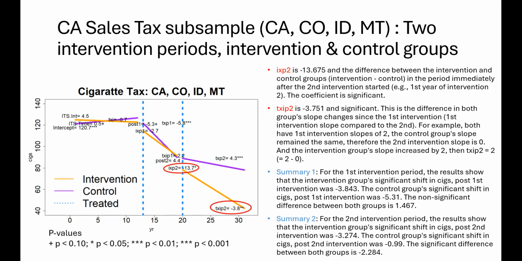So we see IXP2, which I have circled, is negative 13.7, and it is the difference between the intervention and control groups, intervention minus the control, in the period immediately after the second intervention started. So this is the first year of the intervention 2, and the coefficient is significant. And so we have an interruption at the 13th year. So I think that's 1982.